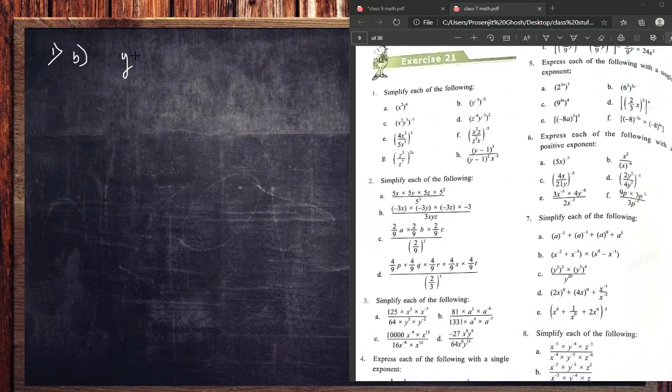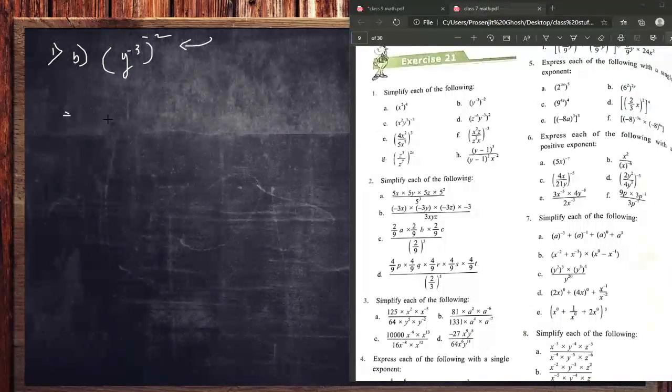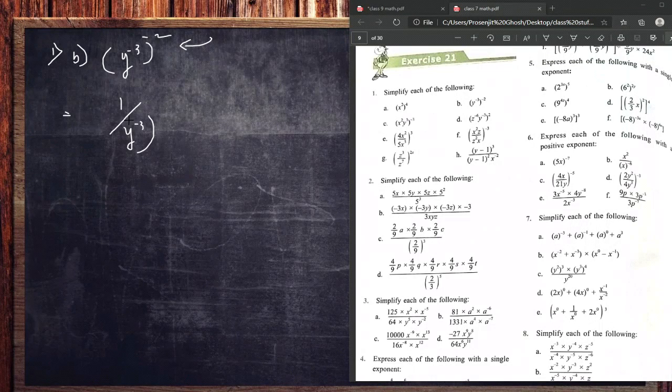I'm taking y to the power minus 3, whole squared, whole to the power minus 2. So first of all, always start from the outermost part, that is whole to the power minus 2. So we can write y to the power minus 3 in the denominator, whole to the power 2. As you can see, x to the power minus 1 equals 1 by x. So when it gets flipped, the power becomes positive. Here also I flipped it to make the minus 2 power positive.